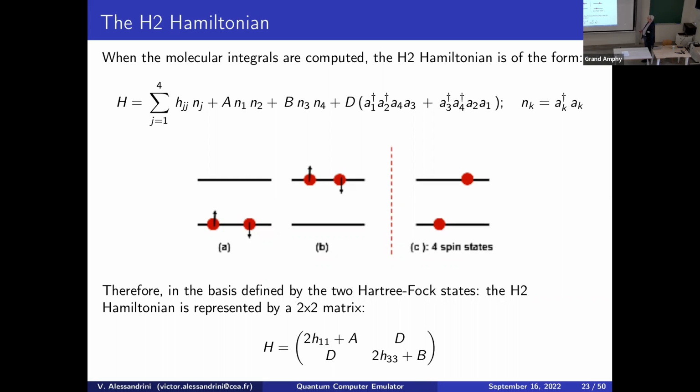2H because there are two particles here, 2H3 because there are two particles here. A is the Coulomb repulsion here, B is the Coulomb repulsion here, and D is the transition. So our problem of the hydrogen molecule reduces to the diagonalization of the 2 by 2 matrix. But on the emulator, we will need 450,000 gates to emulate this step. So I will solve the trivial problem of the diagonalization of 2 by 2 matrices, and then we will compute on the emulator and we will see what happens.